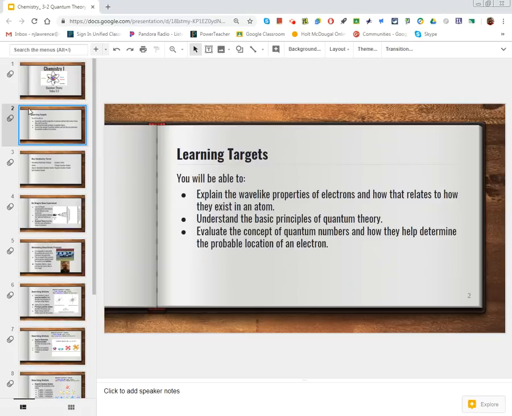So in this video, you're going to be able to explain the wave-like properties of electrons and how those electrons exist in an atom. Also in this video, you're going to understand the basic principle of quantum theory, and then also evaluate the concept of quantum numbers and how they determine the probable location of an electron within an atom.